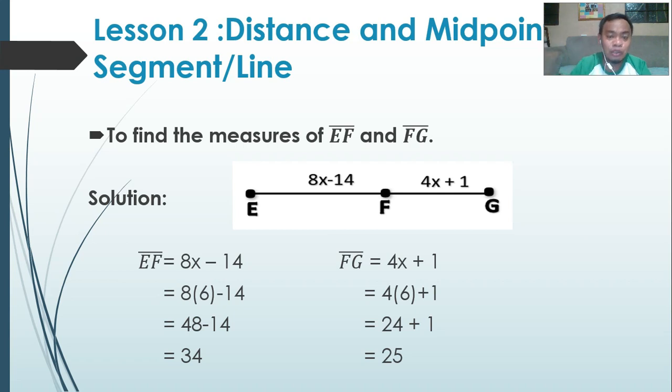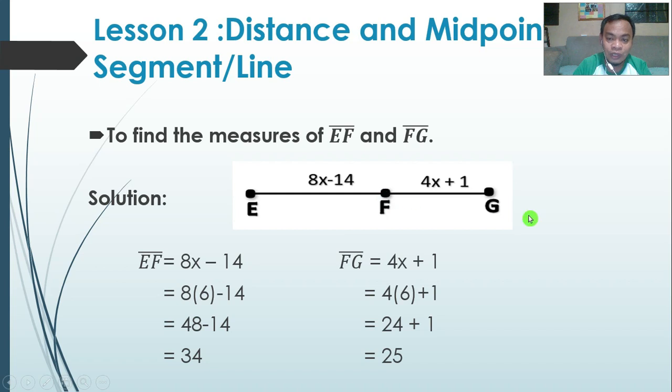Then to find the measures of EF and FG, we will substitute the value of x that we got earlier. Because we have the expression 8x minus 14, since our x is 6, we substitute: 8 times 6 minus 14. 8 times 6 is 48, then minus 14, the result is 34. So segment EF is 34. The distance from E to F is 34.